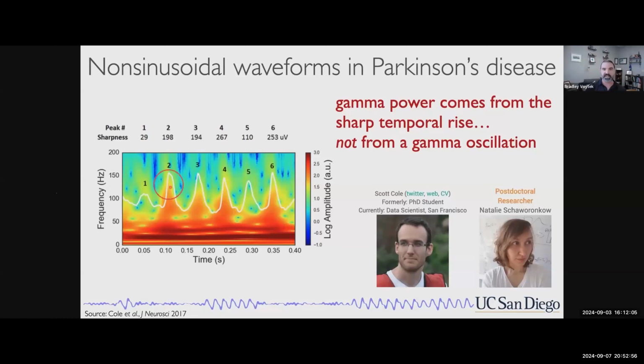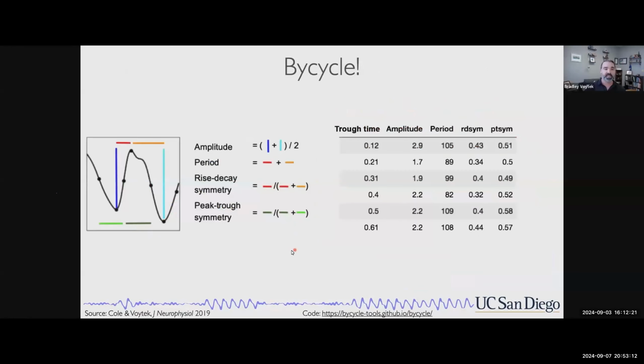It's like a very fast oscillation. And so an alternative hypothesis to this dual oscillation, beta is coupled to gamma, is that this apparent beta to gamma coupling is actually just a single non-sinusoidal beta process.